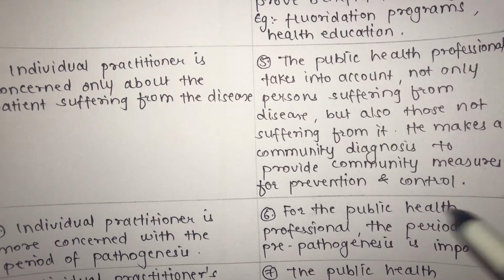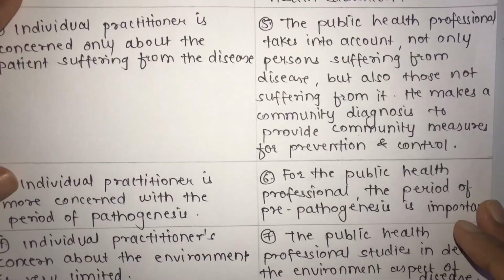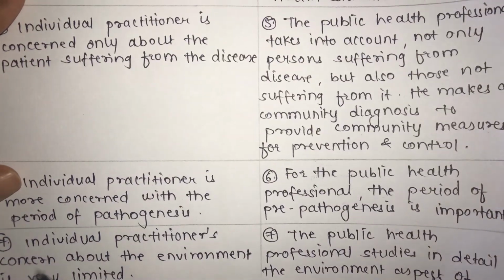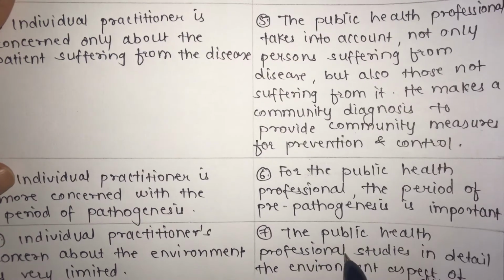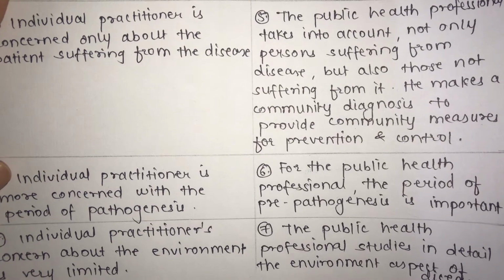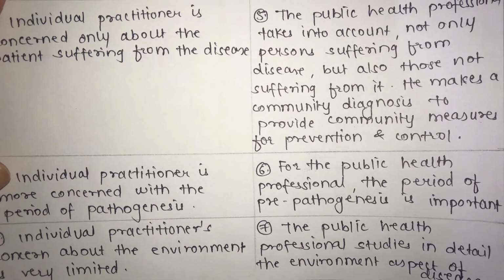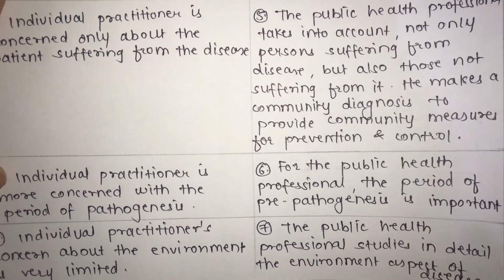So over here in public health, he is more concerned about the pre-pathogenesis. The next difference is the concern about the environment. In private practice, it is very limited, so you're not paying more attention towards the environment. But the public health professional studies in detail the environmental aspect of the disease. You are doing surveys in public health dentistry, so in that you are seeing the environment too.